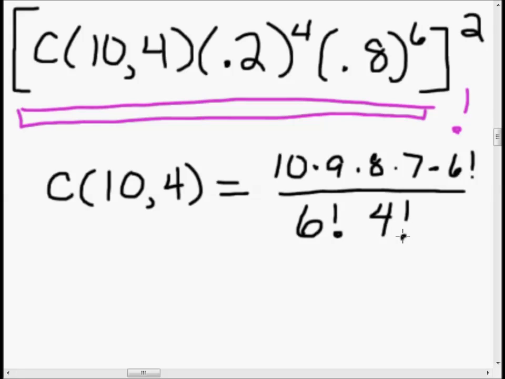Okay, so let's see, I'm going to choose a different color. So 6 factorial goes away. 4 factorial is actually 4 times 3 times 2. And so 4 and 2 go into 8. 9 can take that 3, and 9 becomes 3.